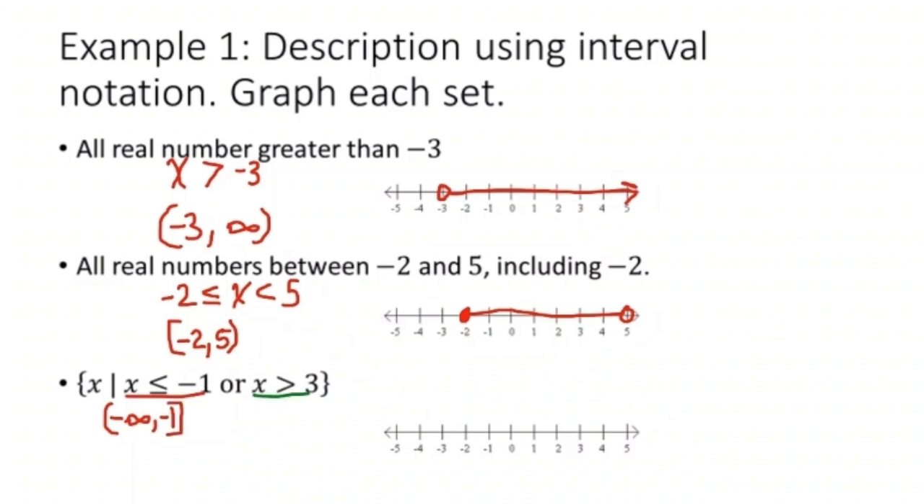As for x is greater than 3, the smallest x can be is 3, but 3 gets a parenthesis because x can't actually be 3, it can just be really, really close to 3. x can be as large as it wants to be, so we'll put an infinity, and infinities always get a parenthesis. The last part we need to translate is the word or.